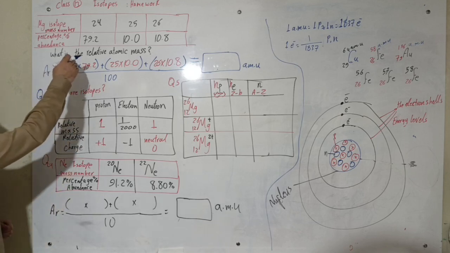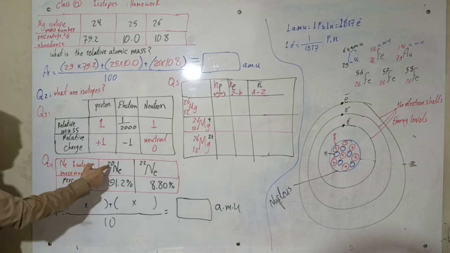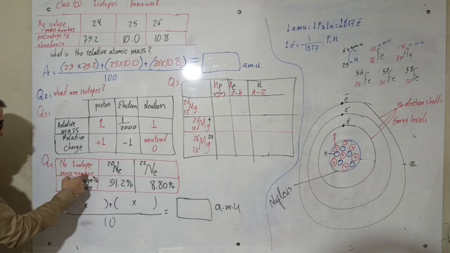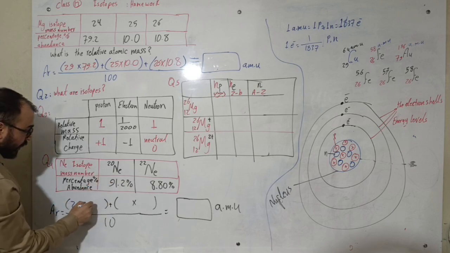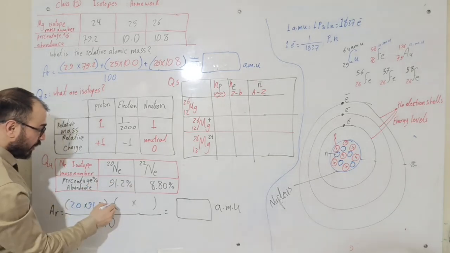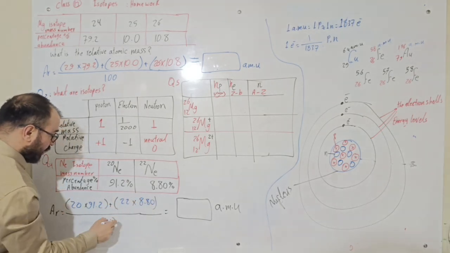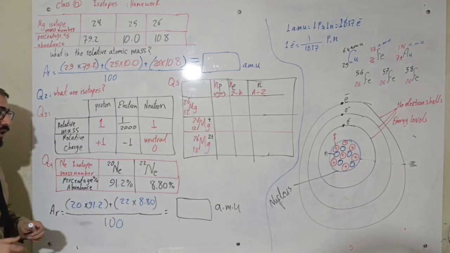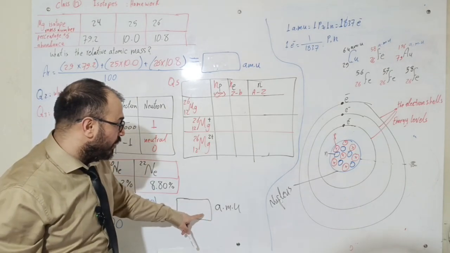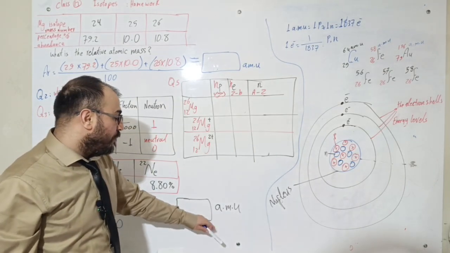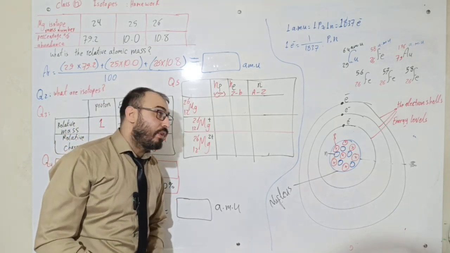Now, my friend, let's answer question number 4. Question number 4 has the same principle as question number 1, and we only need to write the mass number of each isotope and multiply it with its abundance. And here, 22 multiply 8.80, and so on, divided by 100, and calculate them. After we calculate them, we take their average, and the number here is not important for me. The most important thing is to understand the principle and to know the unit, which is AMU.